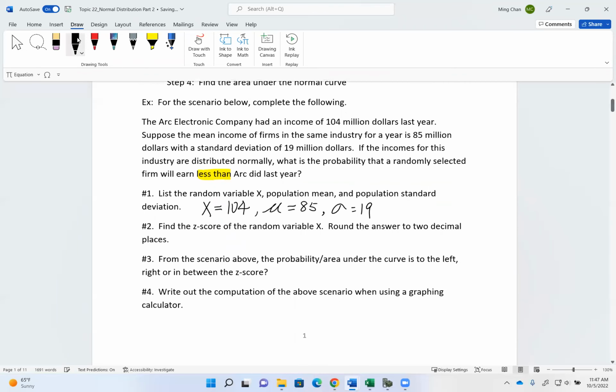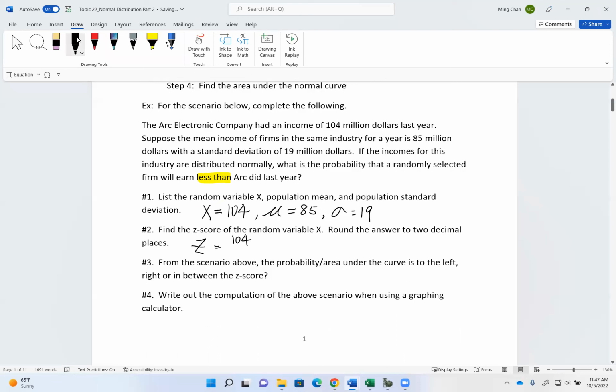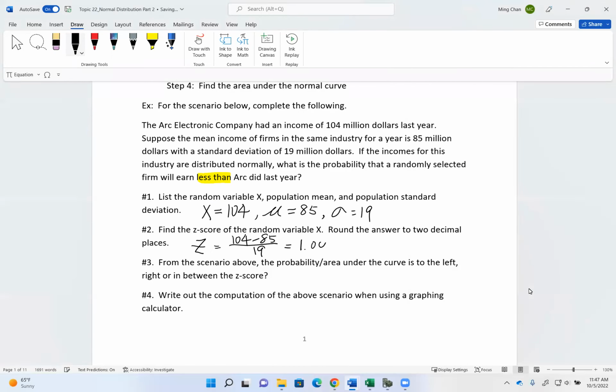So find the z-score. My z-score z is equal to, based on the formula, 104 minus mu, 85, divided by the standard deviation, 19. In the calculator, 104 minus 85 first is 19, divided by 19. Then my z-score is going to be 1.00.